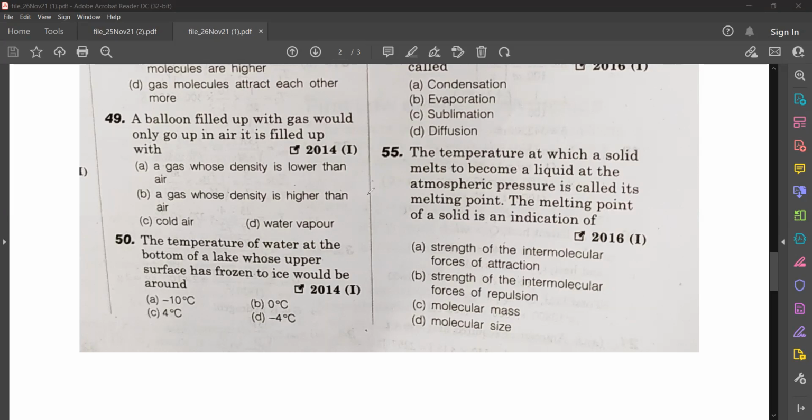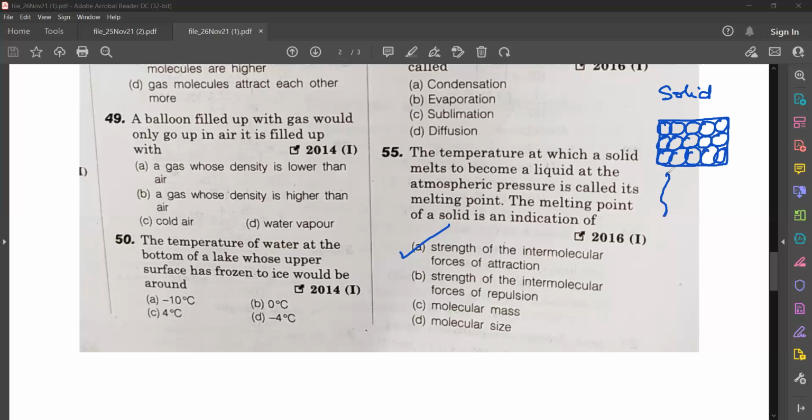Okay, so what is the answer? Yes, option A, strength of intermolecular force of attraction. So listen. What are the three states of matter? We know: solid, liquid, and gas. In case of solid, the particles are closely arranged. Particles inside a solid are closely arranged, so they have strong intermolecular force of attraction.